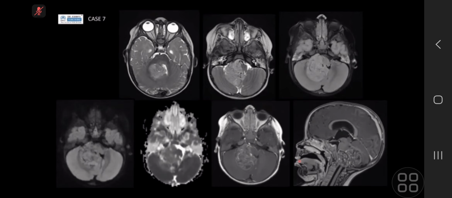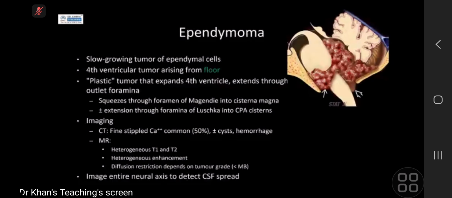So that's the other one in the same region, but as candidate 1 has said, it's a lot more plastic. So it goes around through your foramen of Magendie into your cisterna magna, and then the other one is from Luschka into your CPA angles. Versus medulloblastoma, it comes from the floor, while the other one comes from the roof.